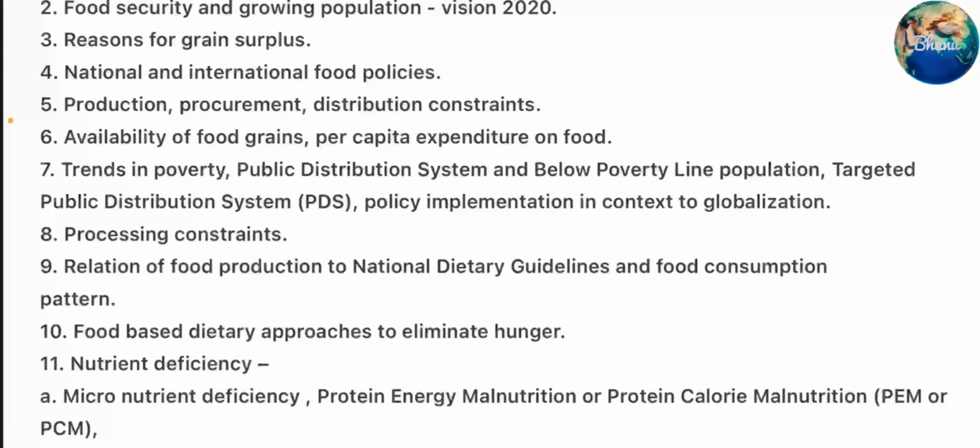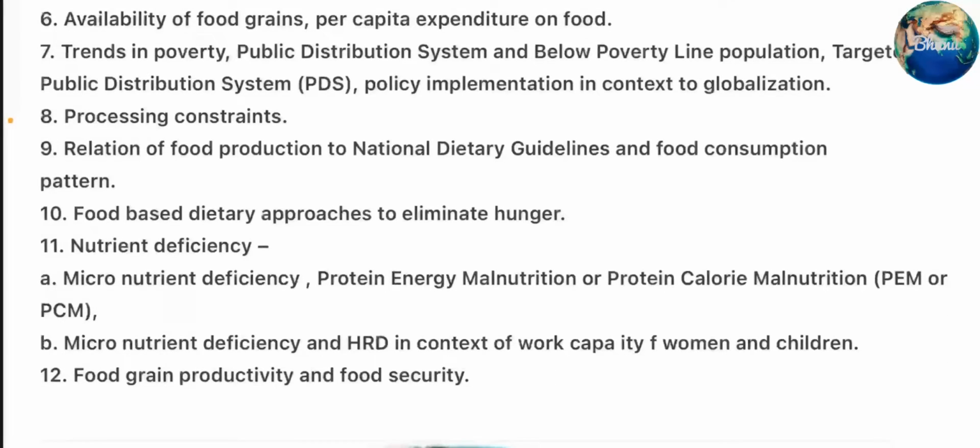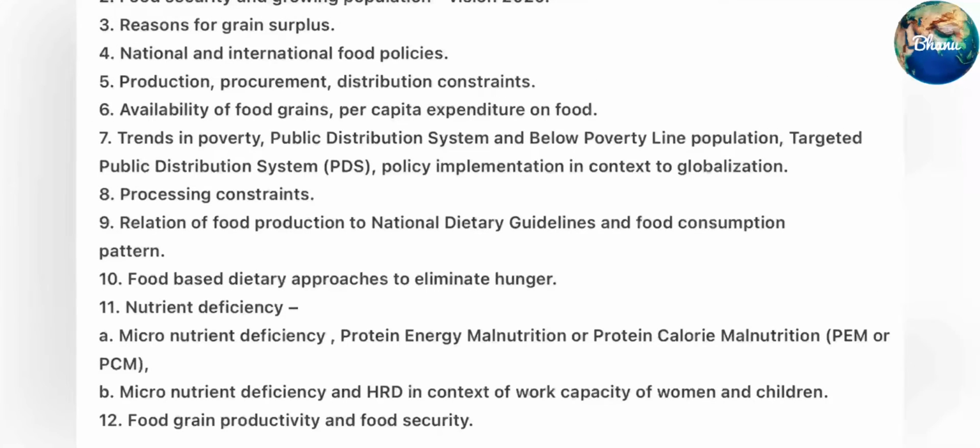Nutrient deficiency. Macronutrient deficiency, protein energy malnutrition, micronutrient deficiency, and HRD in context of work capacity of women and children, food grain productivity, and food security.